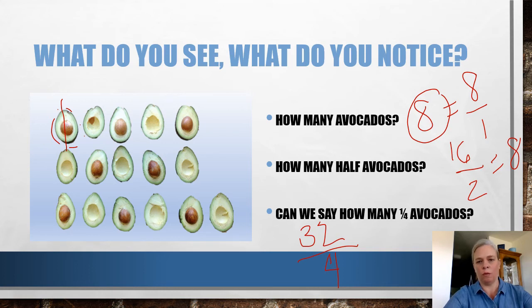We can look at 8 whole avocados as being 16 halves. But we could also look at it differently and say, oh, 8 whole avocados is also 32 fourths. How do we go from 8 whole avocados to 16 halves to 32 fourths? Let's see what we can find out. All right, I turned my camera off so I can work this out a little differently on this tablet.